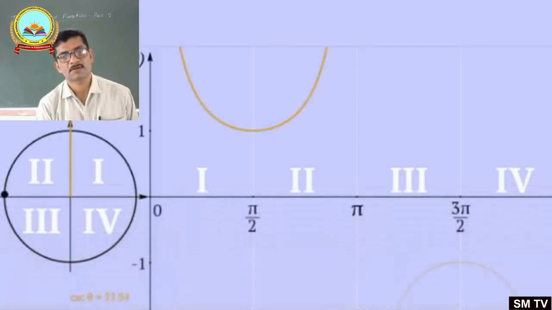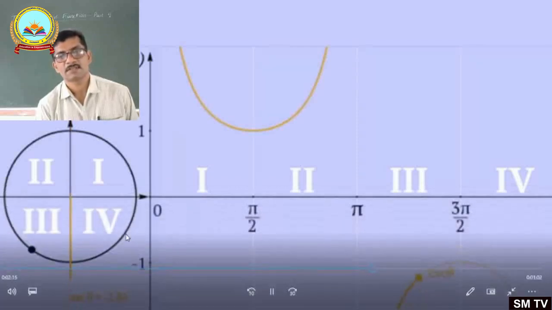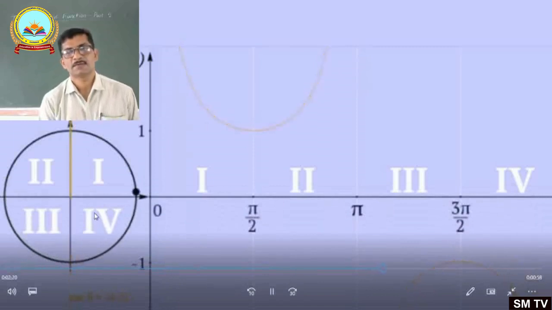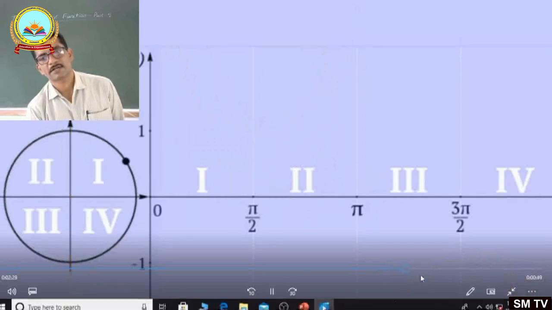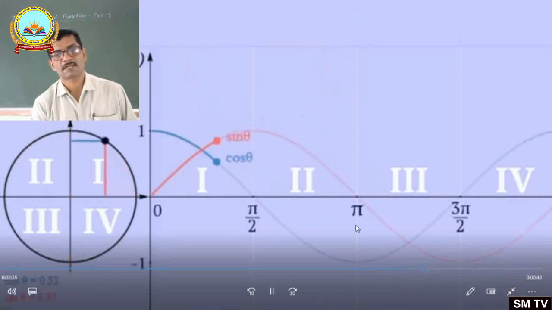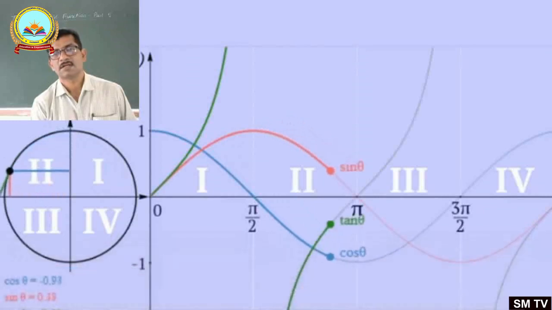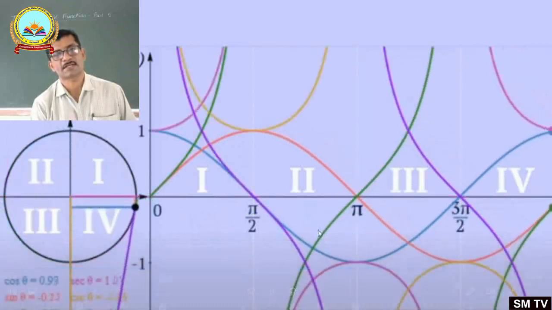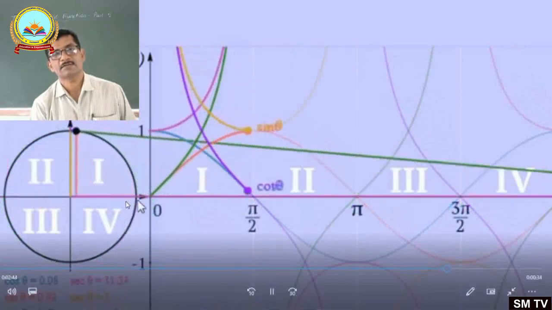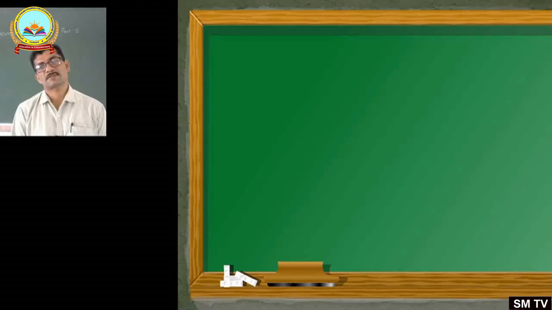And in the third and fourth quadrants, cosecant is a negative graph. This one is minus infinity to minus 1, minus 1 to minus infinity. It means it is decreasing in the first quadrant, increasing in the second quadrant. All of these are the sine function, cos function, tan function, cot function, secant function, and cosecant function. The lines in each color represent the sine, cos.